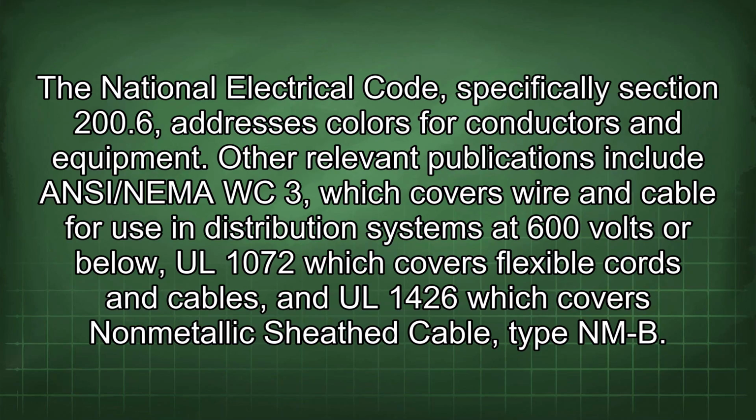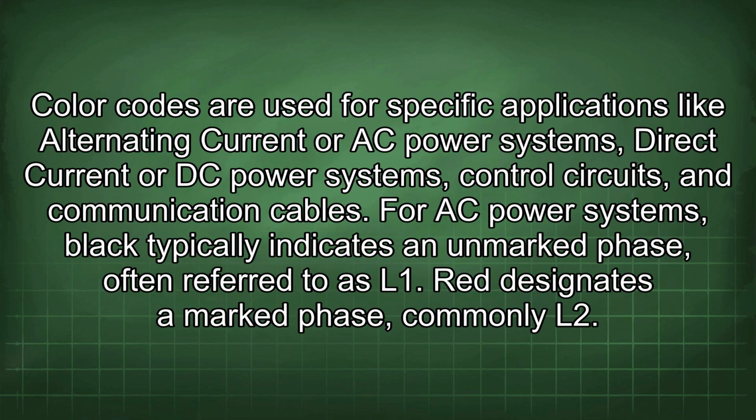The National Electrical Code, specifically Section 200.6, addresses colors for conductors and equipment. Other relevant publications include ANSI/NEMA WC3, which covers wire and cable for use in distribution systems at 600 volts or below, UL 1072, which covers flexible cords and cables, and UL 1426, which covers non-metallic sheathed cable type NMB. Color codes are used for specific applications like alternating current or AC power systems, direct current or DC power systems, control circuits, and communication cables.